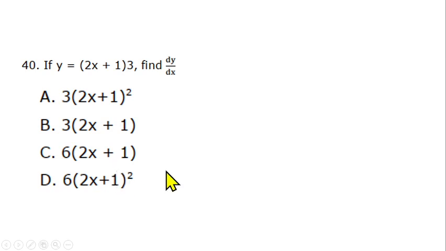Question number 40 is from differentiation. You have to find the derivative of this function: y is equal to 2x plus 1 raised to power 3. This is raised to power 3, not multiplied by 3. You have to find dy/dx. You have to differentiate this function. So we have y equal to (2x plus 1) raised to power 3. We know that this is a function of a function, so we need to use the chain rule to do this.